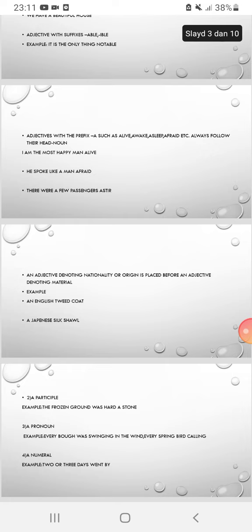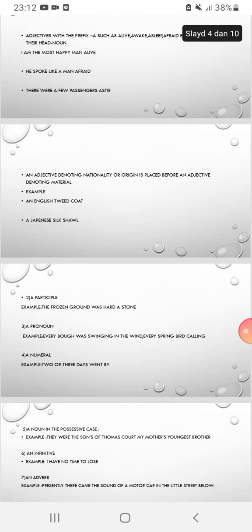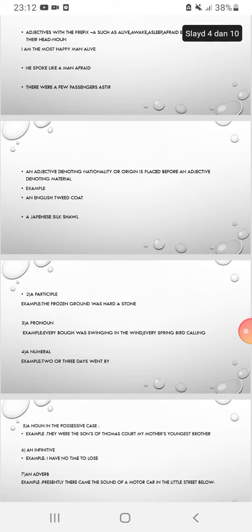An adjective denoting nationality or origin is placed before an adjective denoting material. Example: an English tweed coat, a Japan silk shawl. A participle. Example: the frozen ground was hard as stone. A pronoun. An attribute pronoun is placed before the noun which it modifies. Example: every bough was singing in the wind, every spring bird calling.